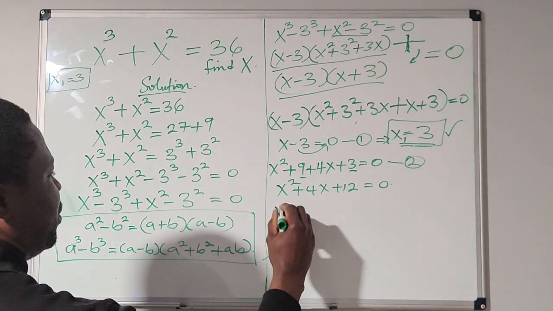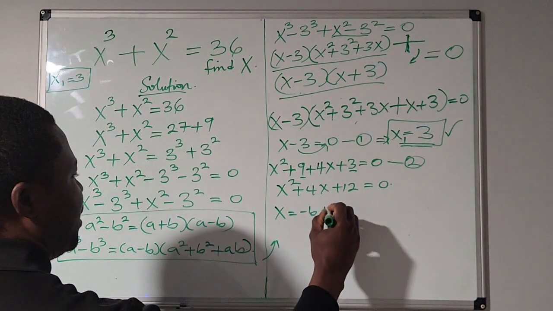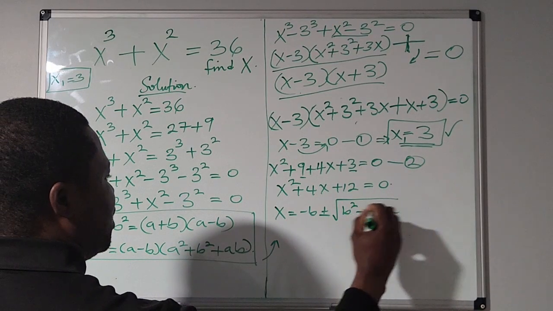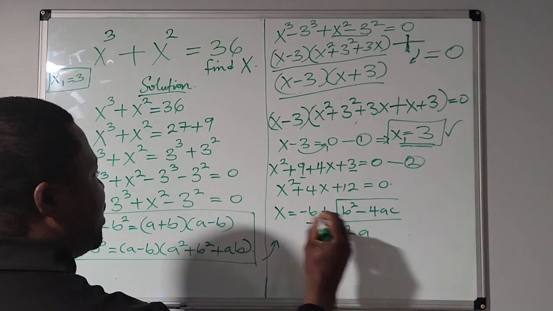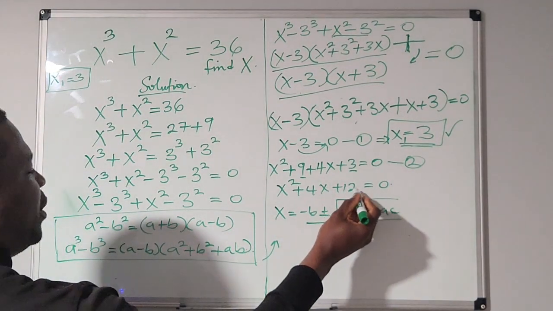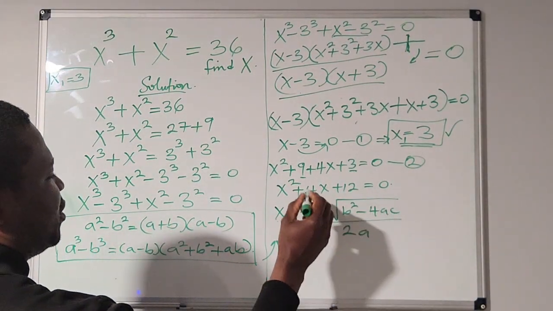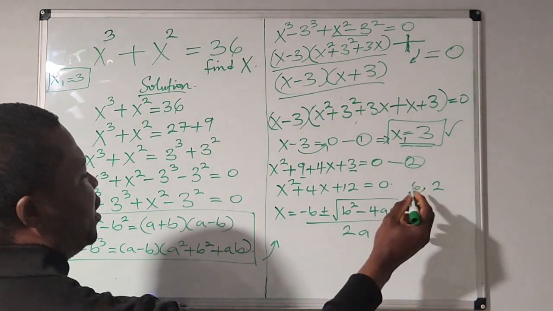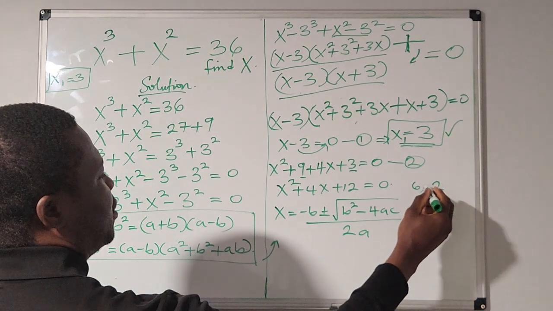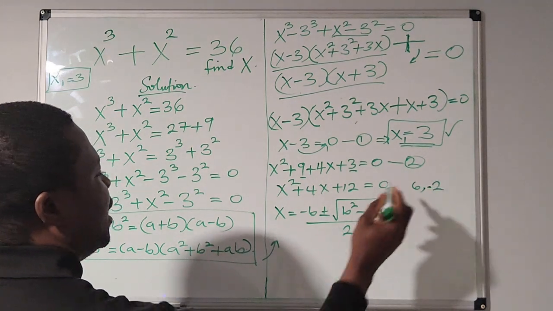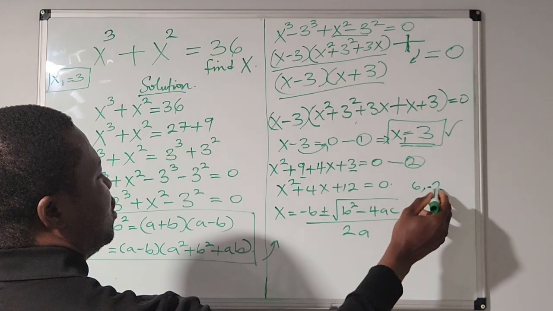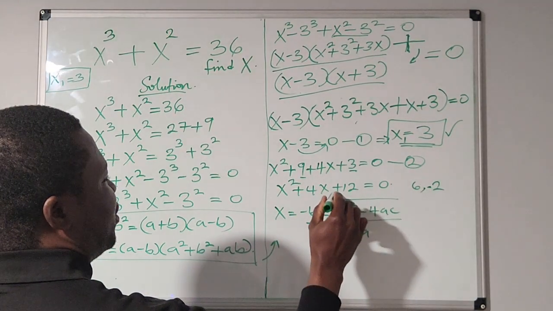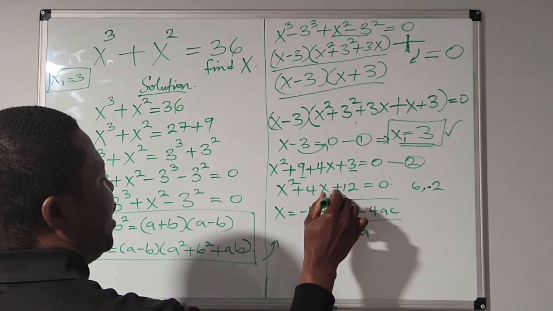Now, we employ the formula minus b plus or minus the square root of b squared minus 4ac, divided by 2a. That's because there are no factors. We have 6 and 2, right? 6 minus 2 will give us 4. So if we take 6 and minus 2, 6 and minus 2 will give us positive 4. But 6 times minus 2 will give us minus 12. And that's not what we have here.